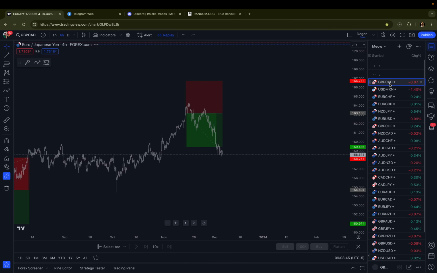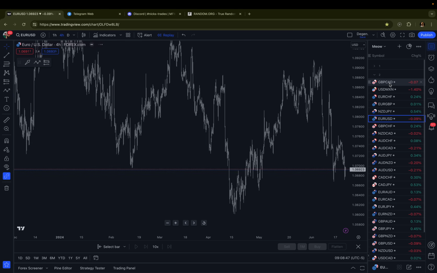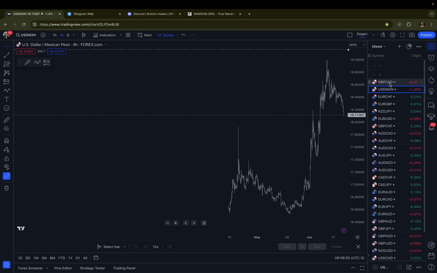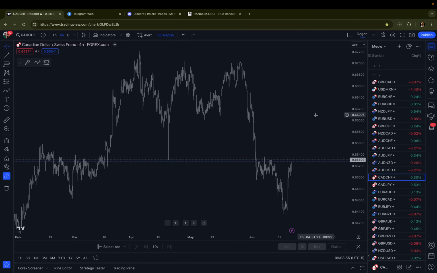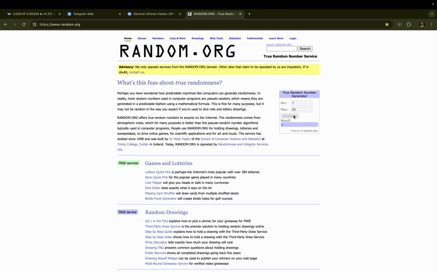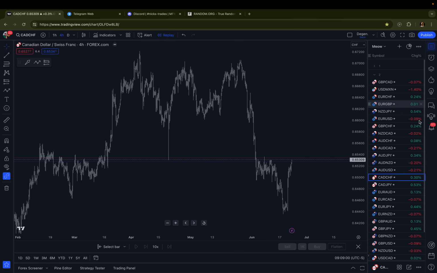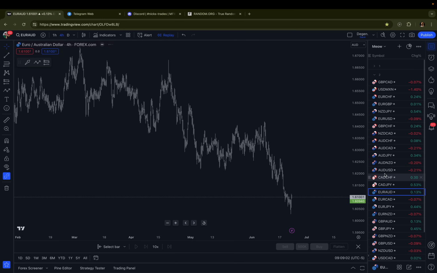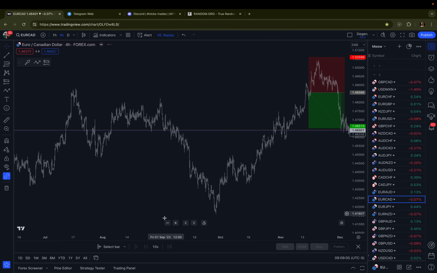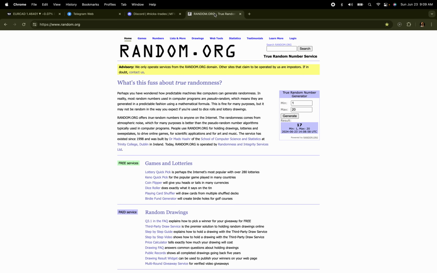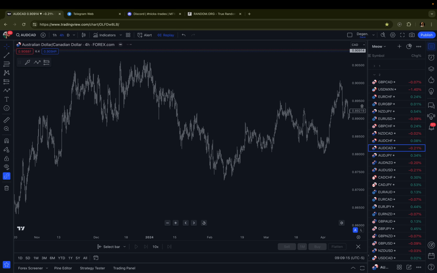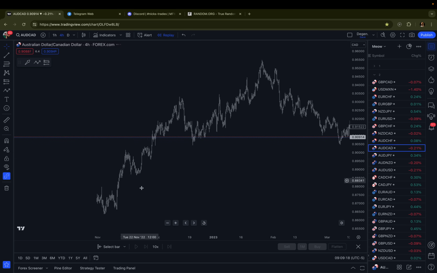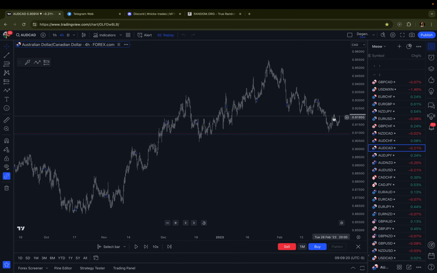So 14. Whoa, what the fuck? 1, 2, 3, 4, 5, 6, 7, 8, 9, 10, 11, 12, 13, 14. CAD CHF again. Let's do something else. I don't want to do CAD CHF again. I want to shake it up. 17. 14, 15, 16, 17. Euro CAD. Did we do this pair yet? I don't know. Yeah, we did do this pair. Random.org is trying to scam me, making me take the same trades again. 2, 3, 4, 5, 6, 7, 8, 9, 10. Here we go. AUD CAD. Finally. Just like Gordon Ramsay would say, finally, some real food.